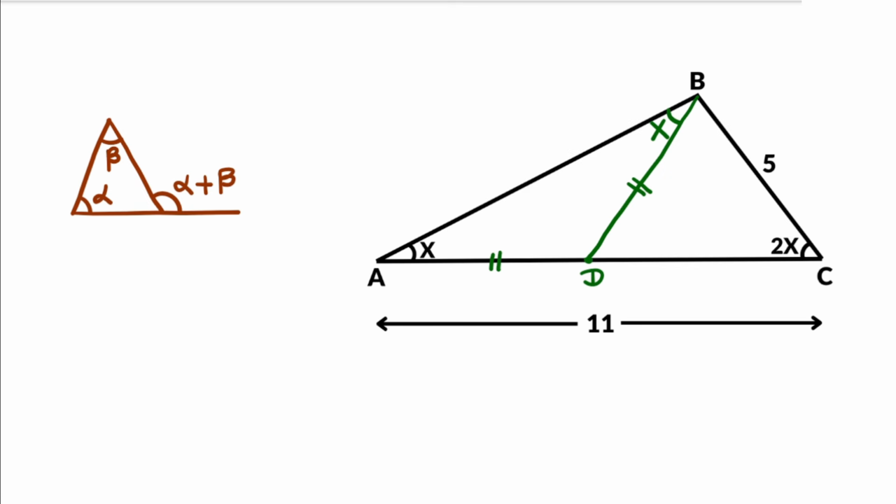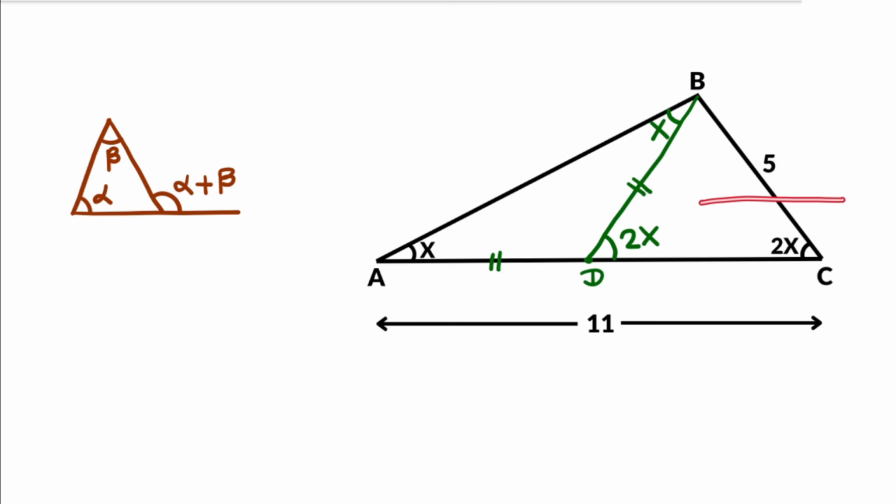Now comes a beautiful geometry theorem. The exterior angle theorem tells us that an exterior angle of a triangle equals the sum of the two opposite interior angles. So angle BDC is equal to x plus x. That means angle BDC is equal to 2x.